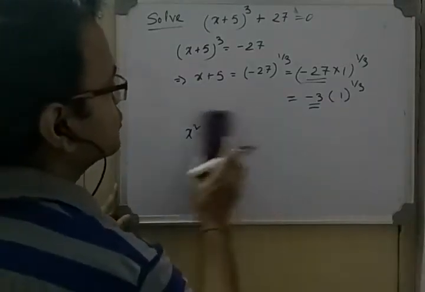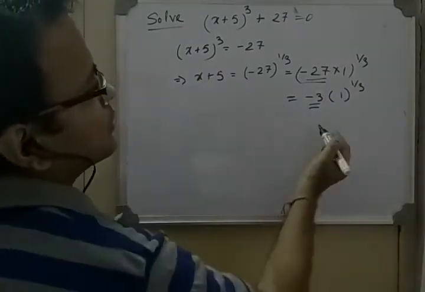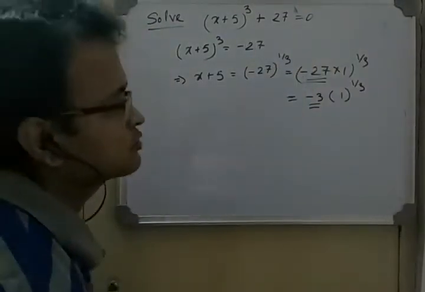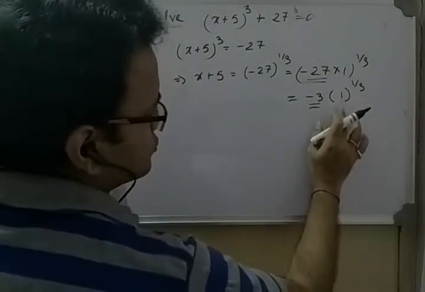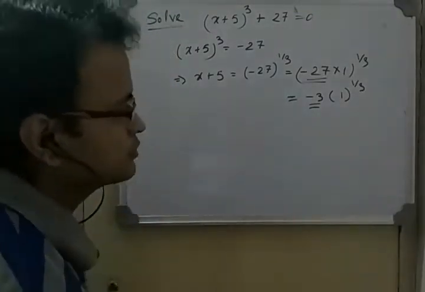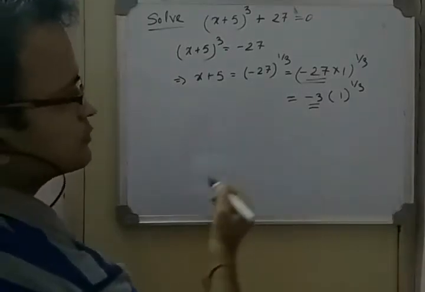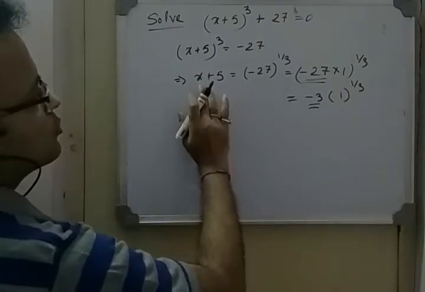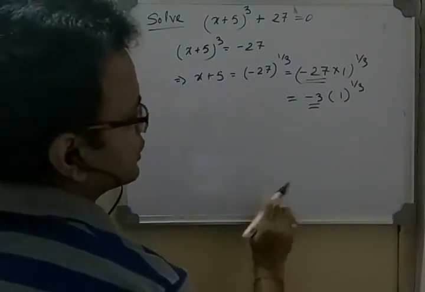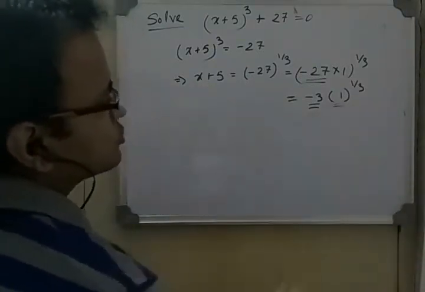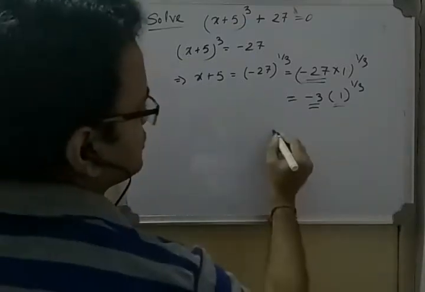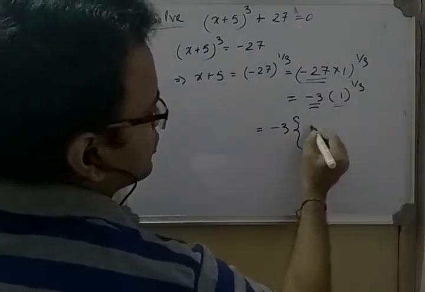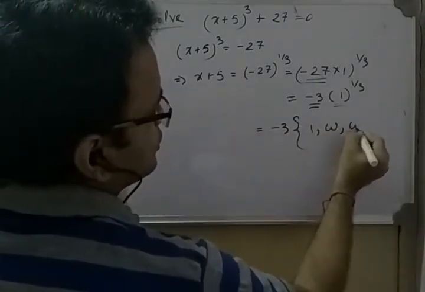So even though I have taken minus 3 as minus 27 to the power 1/3, I am keeping 1 to the power 1/3 so that it will give me 3 solutions, and multiplying with minus 3 I will have 3 solutions. So that's a shortcut way of finding the cube root of this, and x plus 5 we can calculate. Why shortcut? Because you know the cube root of 1 is what? This is equal to this. Cube root of 1 is 1, omega, omega square.